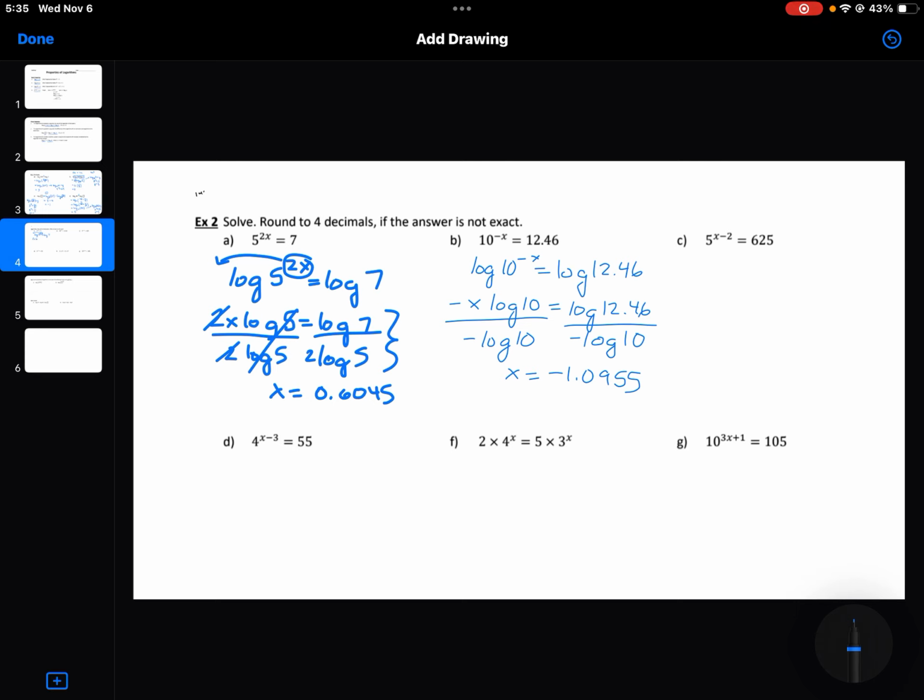Okay. The next one, a little bit different because my exponent is x minus 2. But I'm still going to use my log method here. This one I could do without having to use a calculator. But just to show you that the method works both ways, I'm going to take the log of both sides. That allows me to bring the exponent down. Then I'm going to divide by everything that's not x.